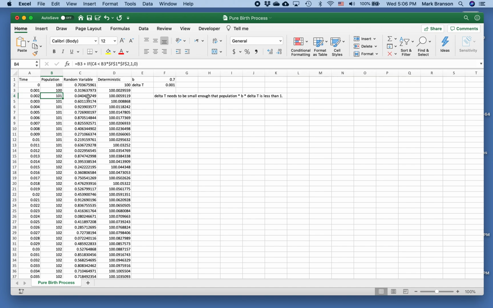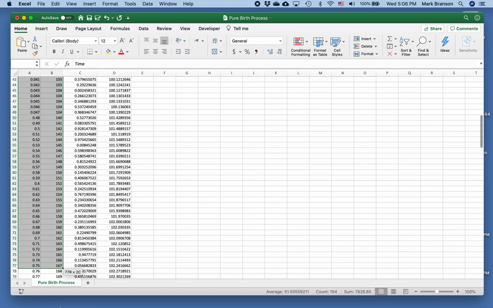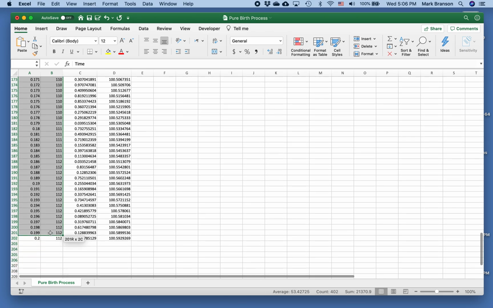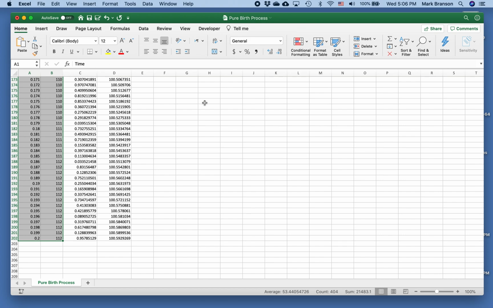And so you can see here where C4 is very small, and so that's less than B times delta T, and so we add another member of our population. Similarly, C14 is small, and so we get another population member, and so on and so forth. Okay? So we've got it over a very short period of time. 200 data points only gets us to 0.2 now, and a population of 112.